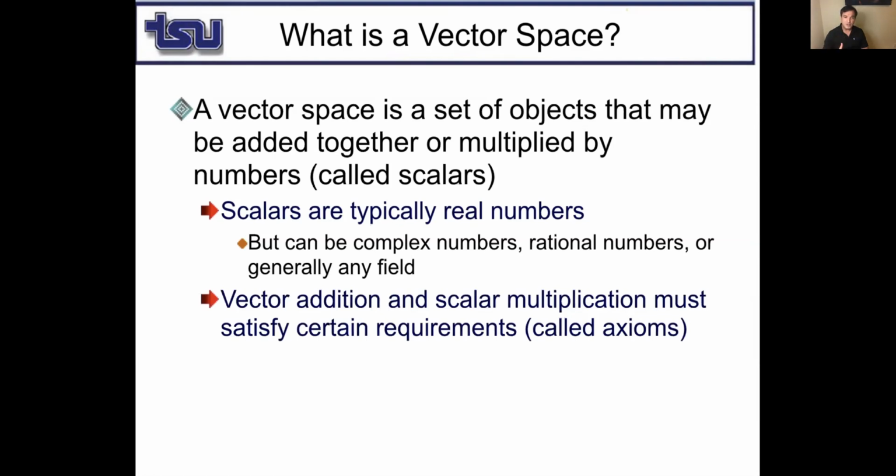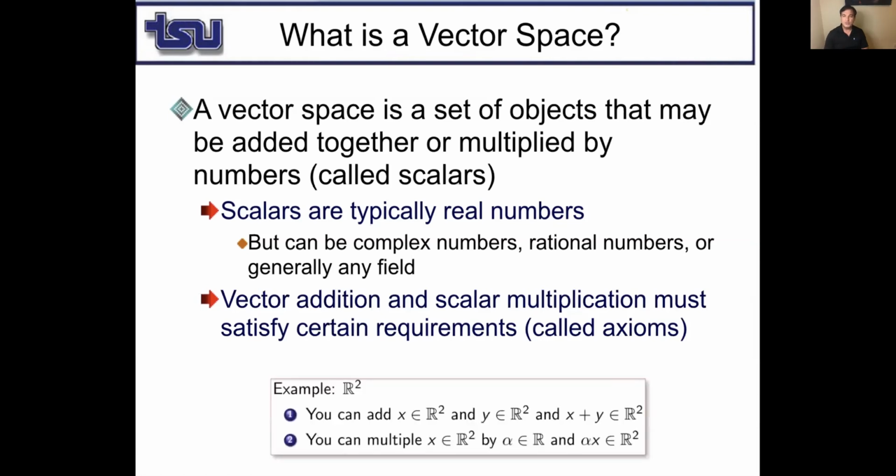But when you add vectors from the space or multiply them by scalars, they must satisfy certain requirements. We call them axioms. For example, in R2, if you have X in R2 and Y in R2, when you add them up, again, the added vector is what? In R2. So I know this is trivial, but you may have X, you may have Y, and when you add them up, that's also in R2, okay? Or you can have X in R2, and then you may have a scalar alpha in R, and when you multiply X by that scalar alpha, alpha X is also in R2.